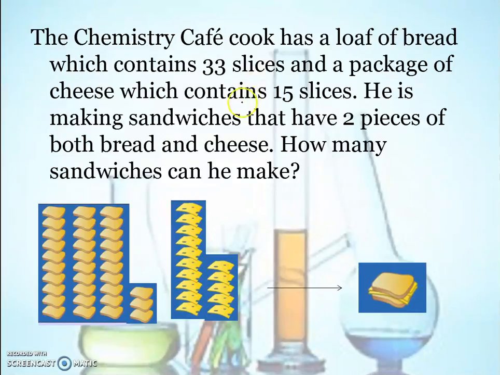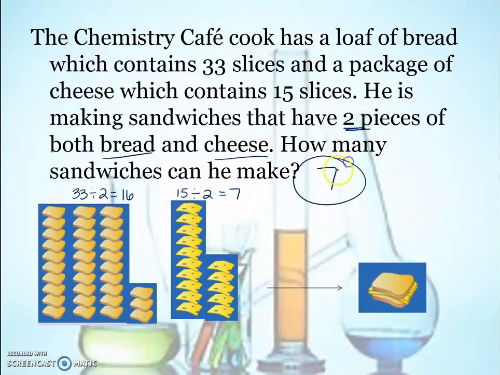All right, so the Chemistry Cafe cook has a loaf of bread which contains 33 slices and a package of cheese which contains 15 slices. He's making sandwiches that have 2 pieces of bread and 2 pieces of cheese. How many sandwiches can he make? According to the 33 slices, if we divide that by 2, we could make about 16 full sandwiches. And if we have 15 slices of cheese and we need to put 2 on each one, we could make about 7 sandwiches. So how many can we make? 7. We don't count the half. We're talking about full sandwiches.